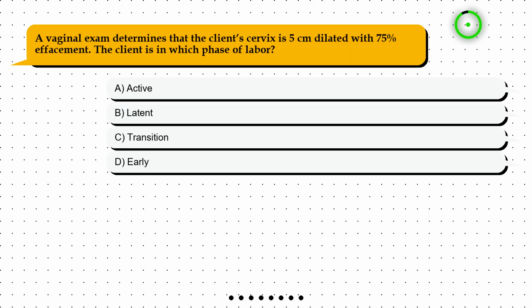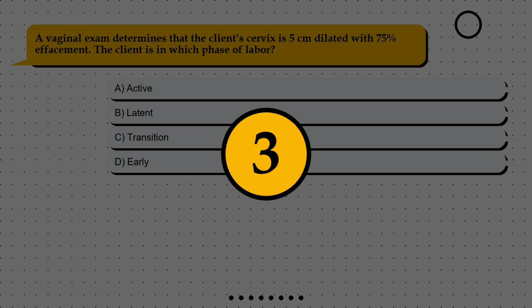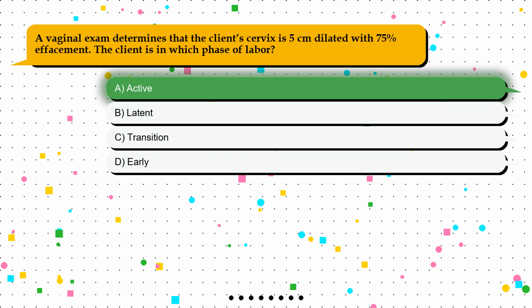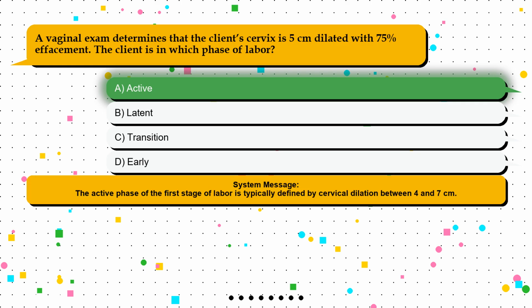Question 1. A vaginal exam determines that the client's cervix is 5 cm dilated with 75% effacement. The client is in which phase of labor? Option A, active. Option B, latent. Option C, transition. Option D, early. The correct answer is option A, active. The active phase of the first stage of labor is typically defined by cervical dilation between 4 and 7 centimeters.